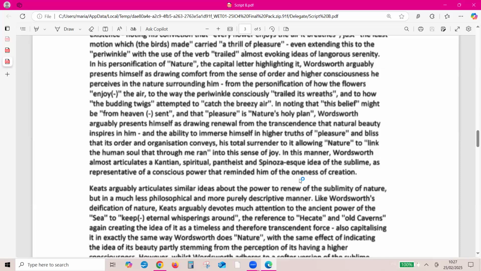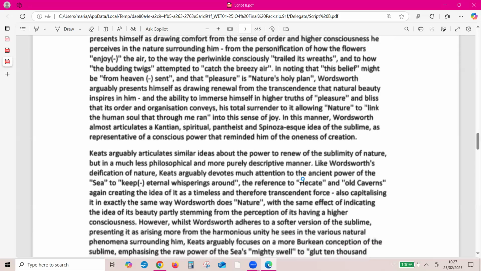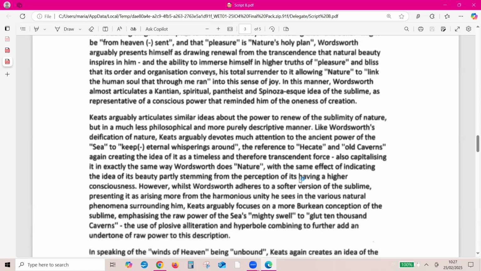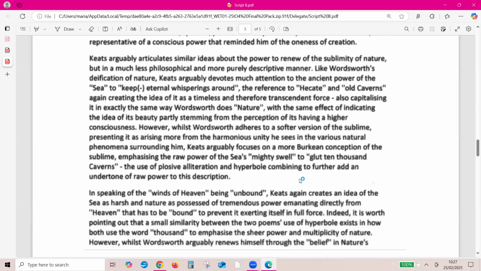Wordsworth arguably presents himself as drawing renewal from the transcendence natural beauty inspires in him, and the ability to immerse himself in higher truths of pleasure and bliss that order and organization convey. Total surrender, allowing nature to link a human soul in a sense of joy. In this manner, Wordsworth almost articulates a Kantian, spiritual, pantheistic, and Spinoza-esque idea of the sublime, and represents a conscious power reminding of the oneness of creation.